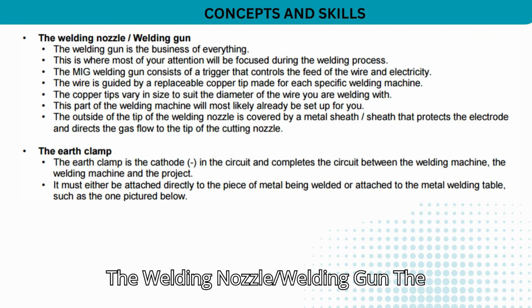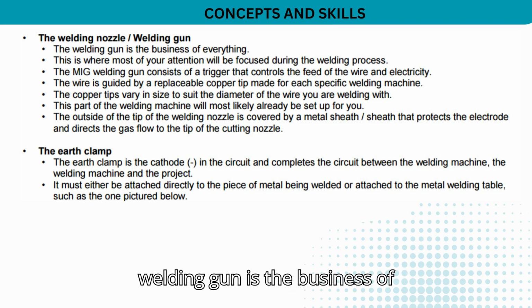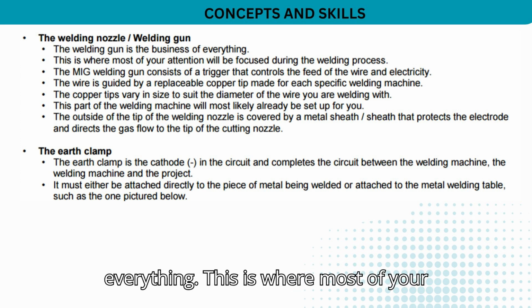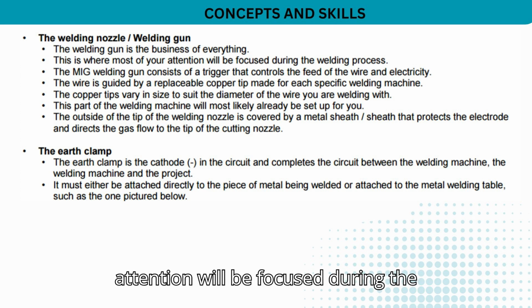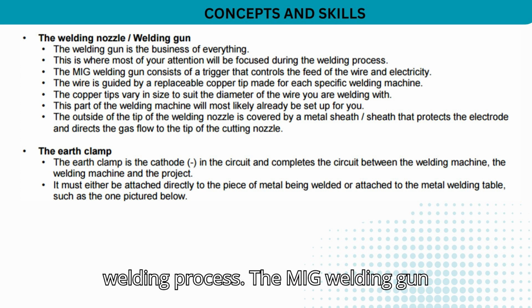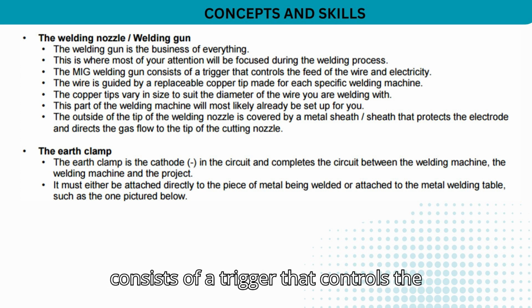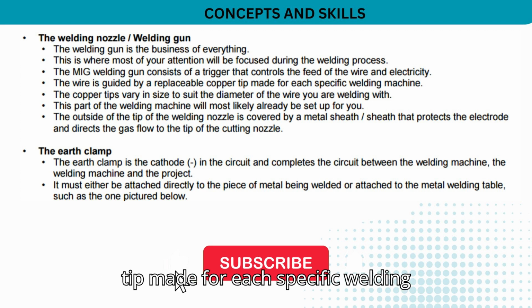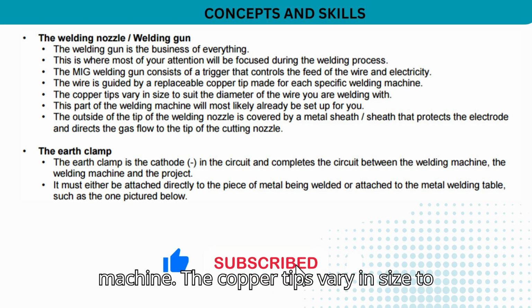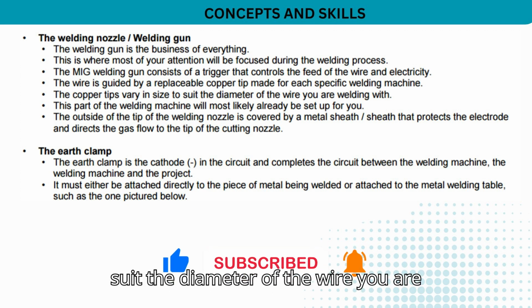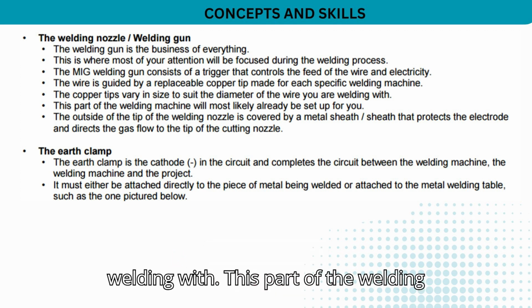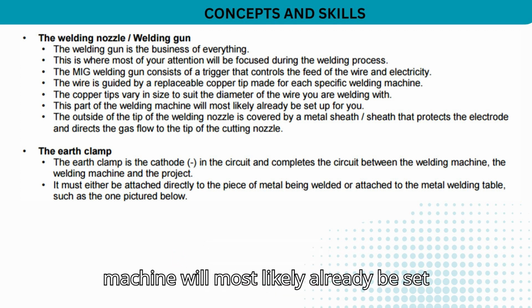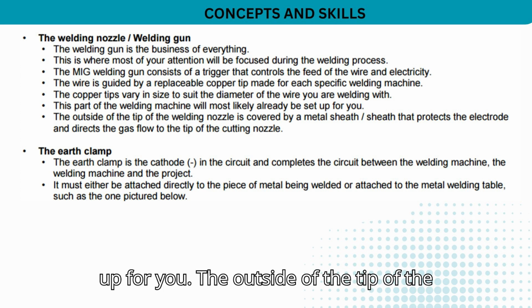The welding nozzle, or welding gun. The welding gun is the business end of everything. This is where most of your attention will be focused during the welding process. The MIG welding gun consists of a trigger that controls the feed of the wire and electricity. The wire is guided by a replaceable copper tip made for each specific welding machine. The copper tips vary in size to suit the diameter of the wire you are welding with. This part of the welding machine will most likely already be set up for you.